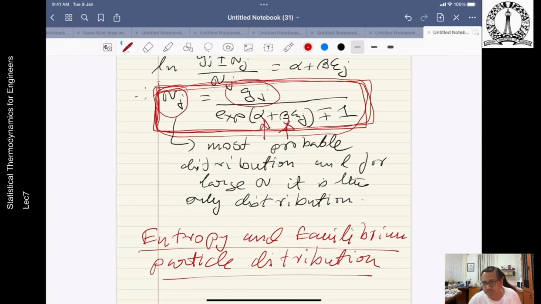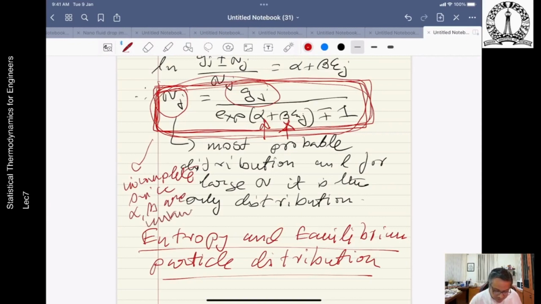But in this case you can see, because we do not know alpha or beta, these are unknowns, right? So therefore this distribution that I have given you is incomplete, since alpha and beta are unknown. So hence you cannot really have a fair idea of what your nj is going to be. If it is the most probable distribution, you still need to see what alpha and beta are all about, because only then can you find out the most probable distribution, and for that we need entropy and a few other things which we are going to cover in the next lecture.